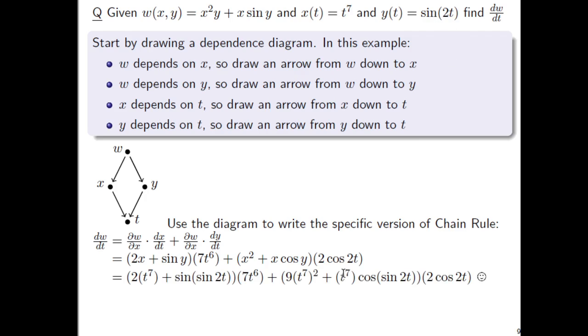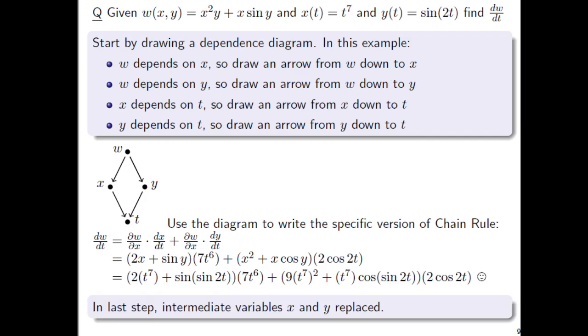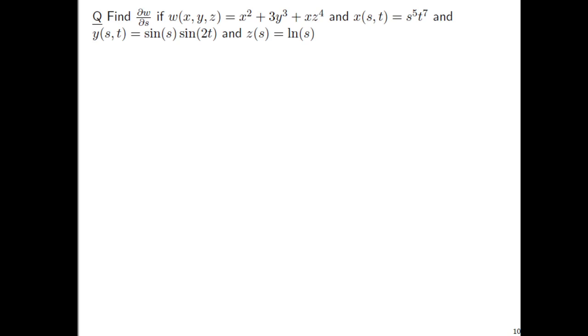And then we need to just replace some intermediate variables. Wherever we see a y, we should replace it with sine of 2t, and wherever we see an x, like there and there, we should replace it with t to the seventh. It looks a little longer and messier, but in this last step we replaced the intermediate variables x and y. This looks a lot like how we had to replace intermediate variables in the review Calc 1 style chain rule problem that we did.